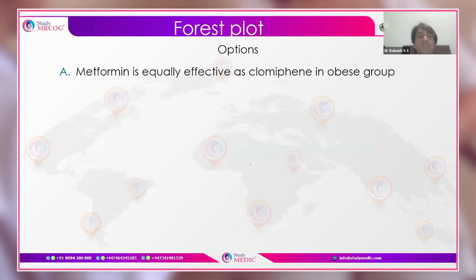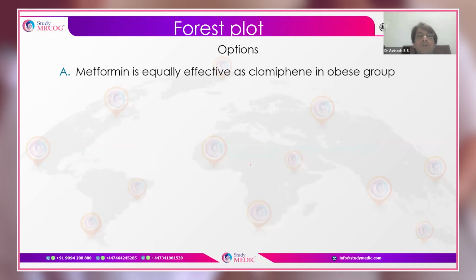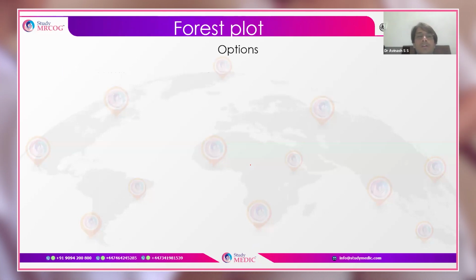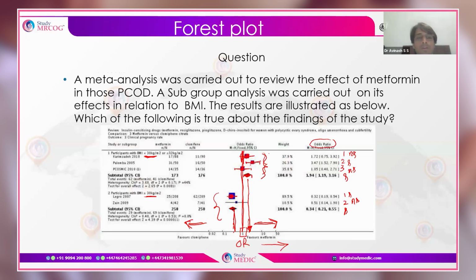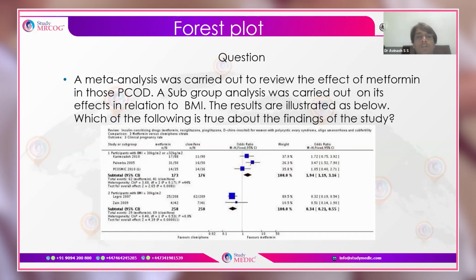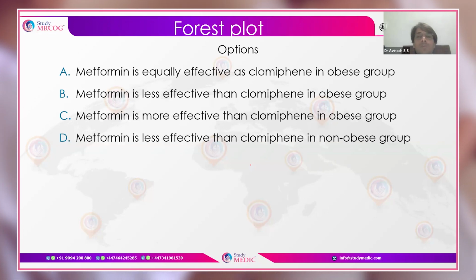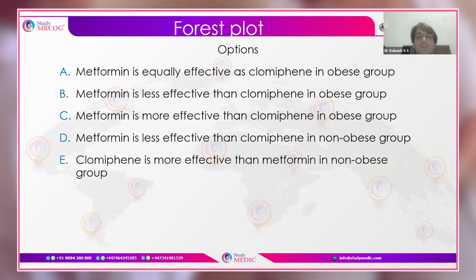So to summarize the forest plot, the options are: metformin is equally effective? No. Metformin is less effective than clomiphene in obese group? Actually, is metformin less effective than clomiphene here? Actually, metformin is more effective in non-obese group. That is what we can conclude. Metformin is more effective than clomiphene in obese group? No. Metformin is less effective than clomiphene in non-obese group? No, clomiphene is more effective than metformin in non-obese group. So what are the answers?